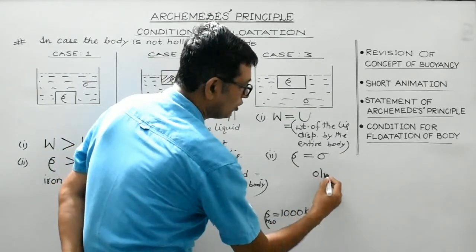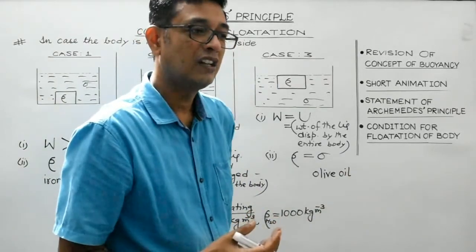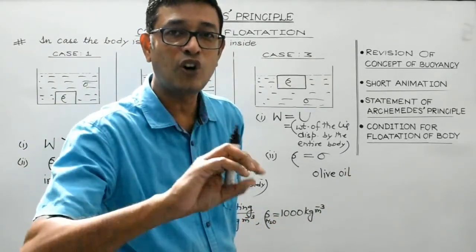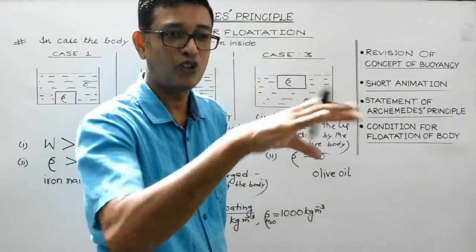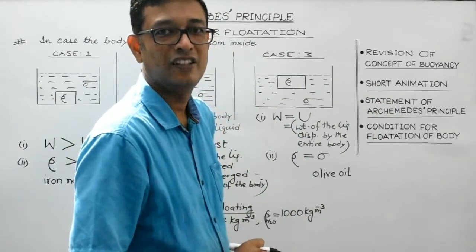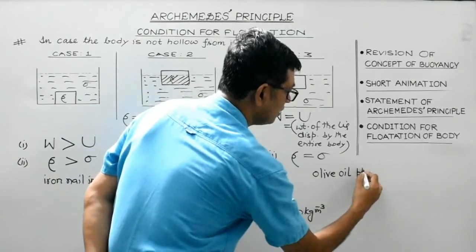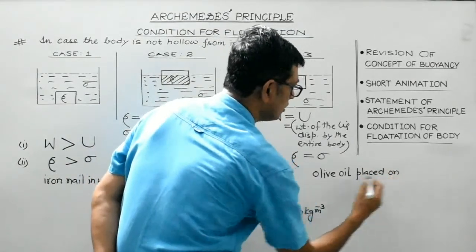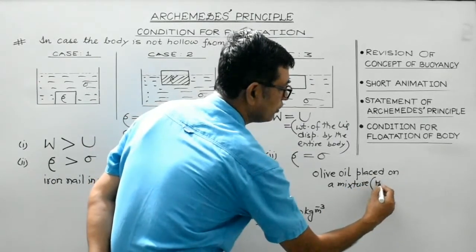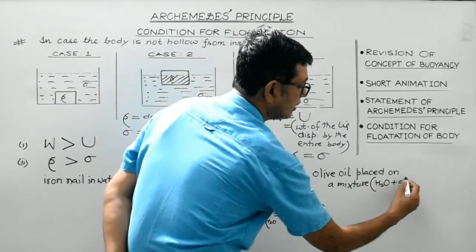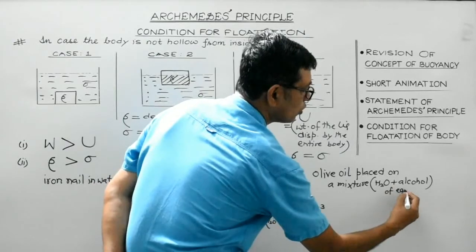Example is olive oil. When it is placed on a mixture containing equal quantities of alcohol and water, then it remains in the standing position on the surface of that mixture. This condition is satisfied in that case. So olive oil placed on a mixture of water and alcohol of equal quantities.